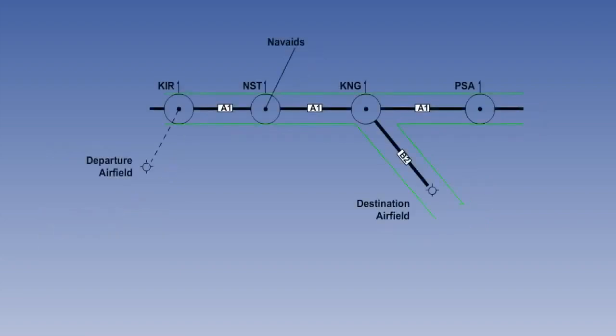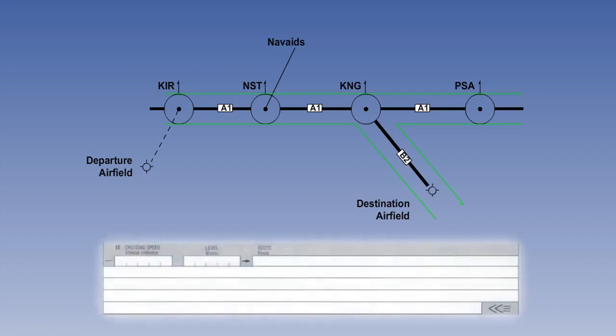If the route is along an ATS route, but either or both the departure or destination airfields are not connected to it, the letters DCT, meaning direct, are used in item 15. In our example, the departure aerodrome is not along the airway. Therefore, item 15 will read direct to Kilo India Romeo, then along airway Alpha 1 to Kilo November Golf, then along airway Bravo 2, and so on.